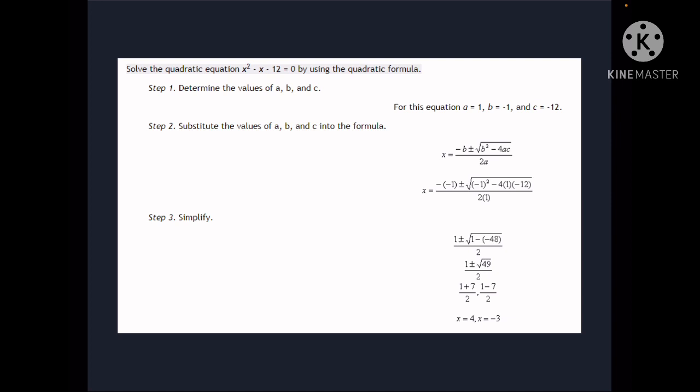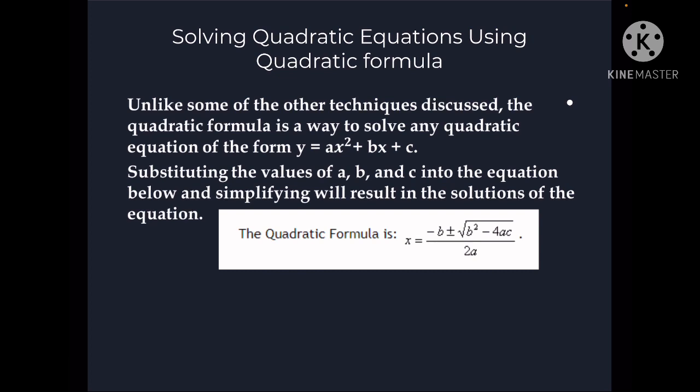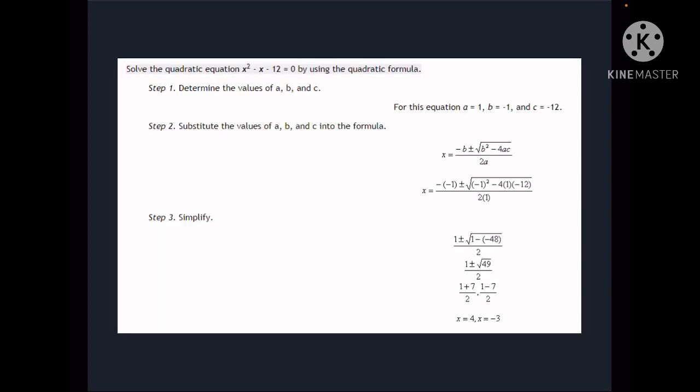Then second, we will substitute these values into the formula, which was negative b positive or negative root b squared minus 4ac over 2a. Then after we substitute, it will be negative negative 1 positive or negative root negative 1 to the power of 2 minus 4 multiplied by 1 multiplied by negative 12 over 2 multiplied by 1.